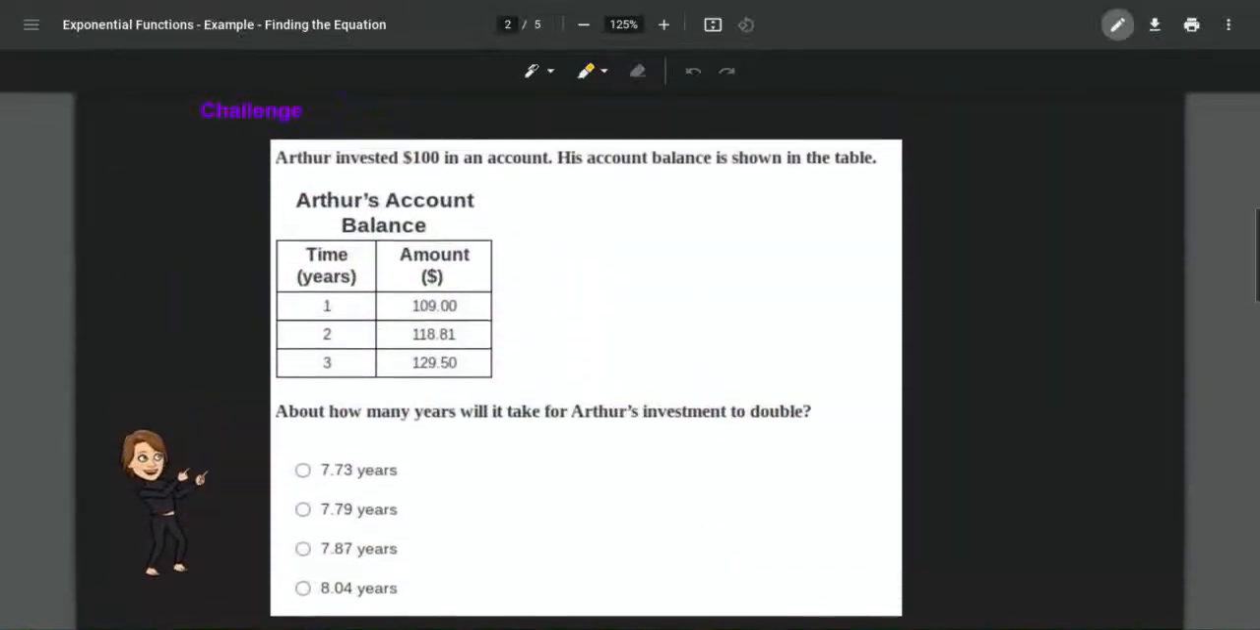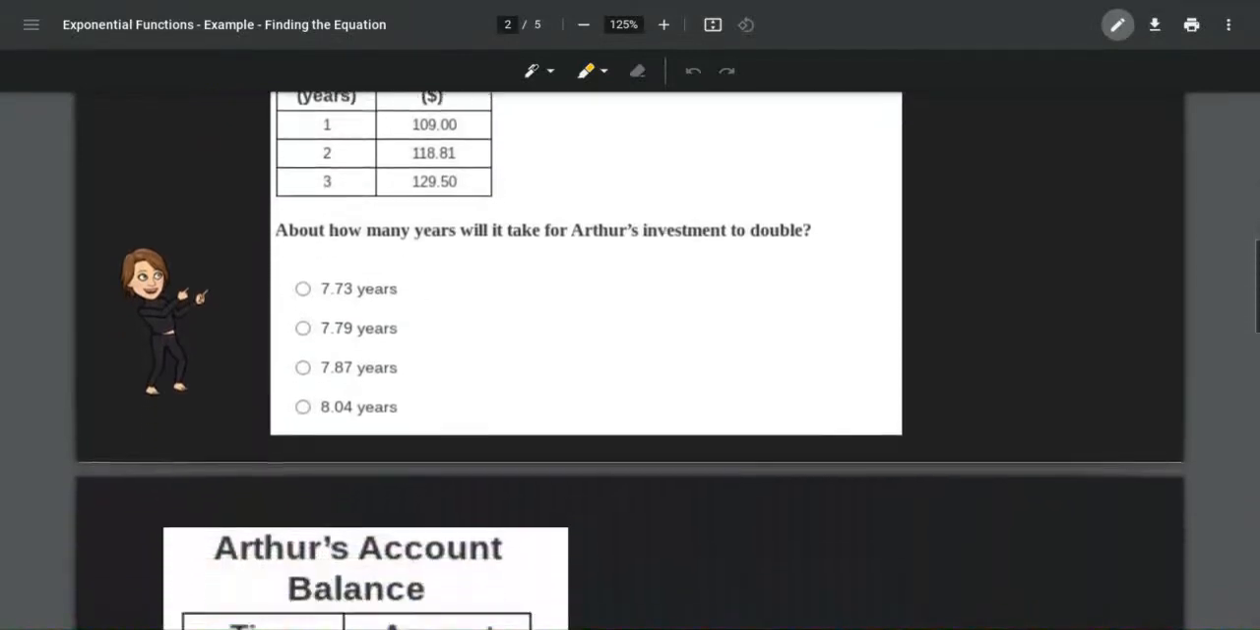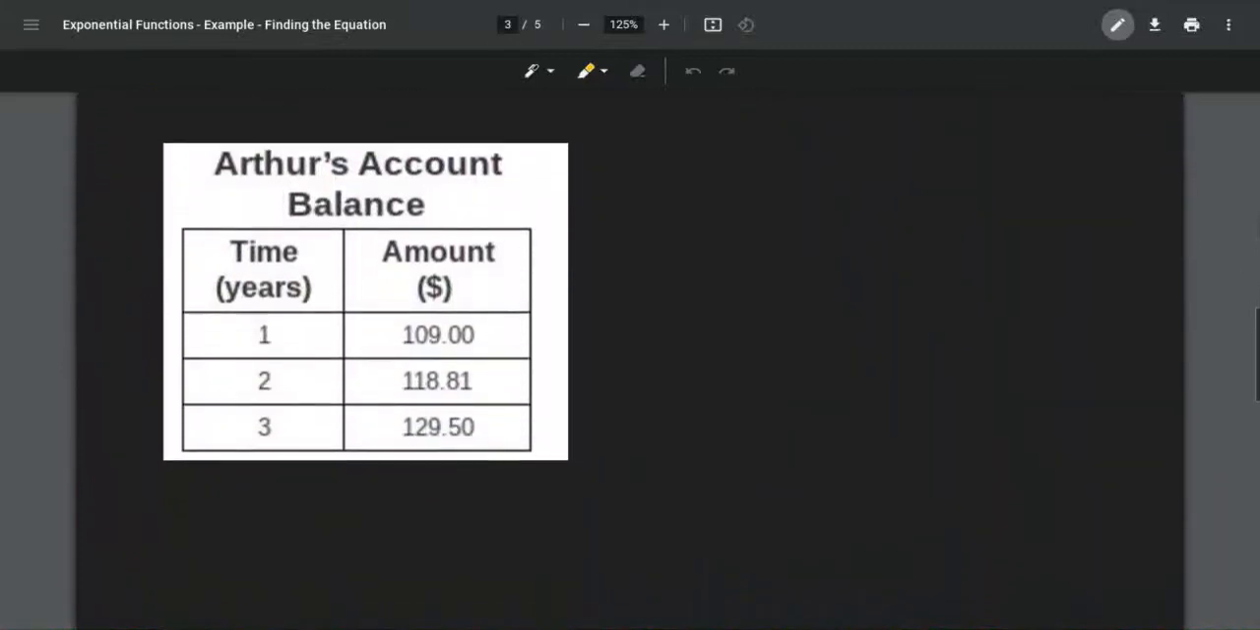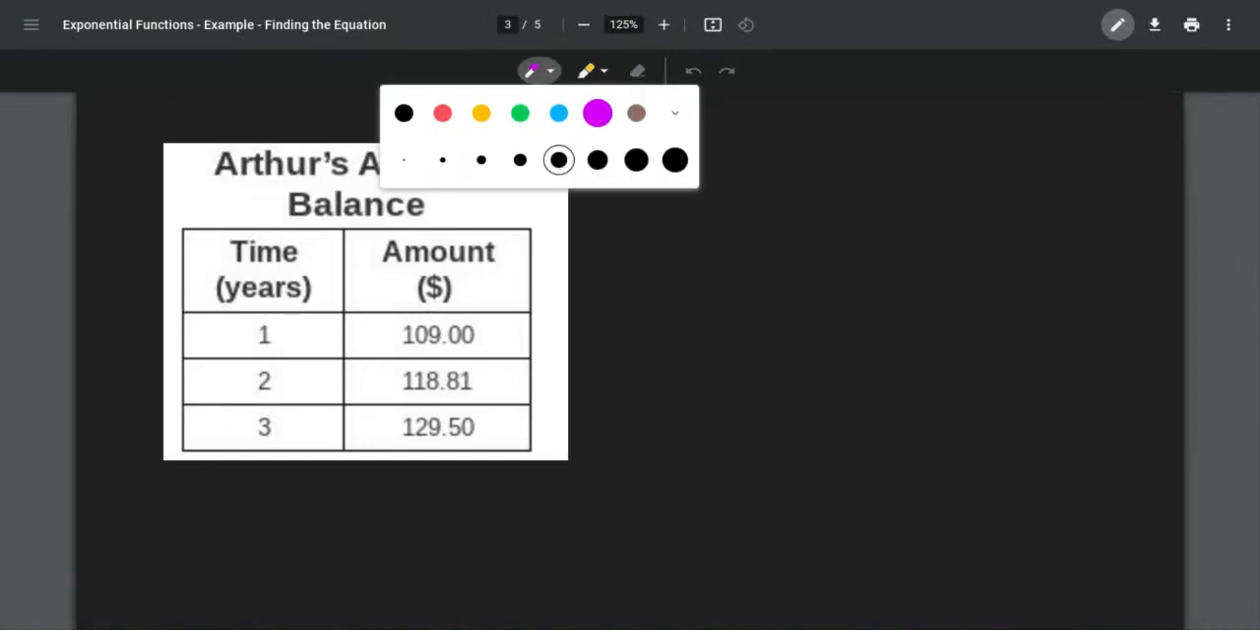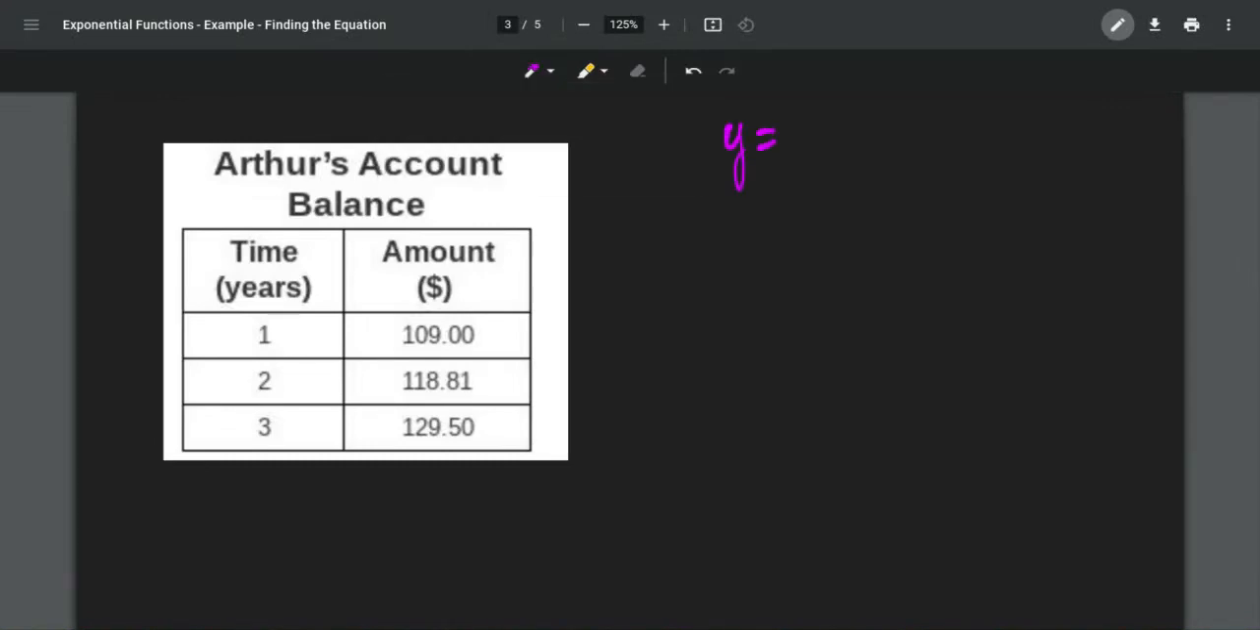So here it is. Arthur invested $100 in an account. His account balance is shown in the table. You have 4 options to choose from. Good luck. Okay, we're going to look at the actual table. What is our challenge? Okay, so the challenge is to start with the equation.